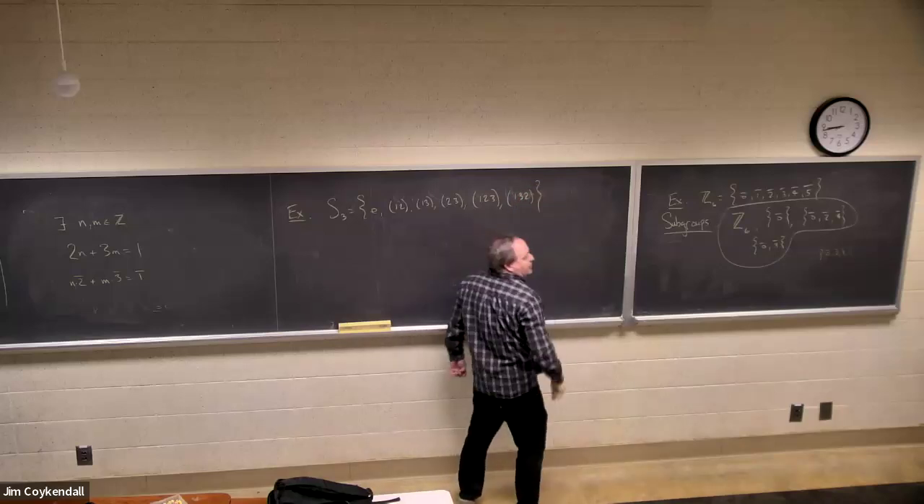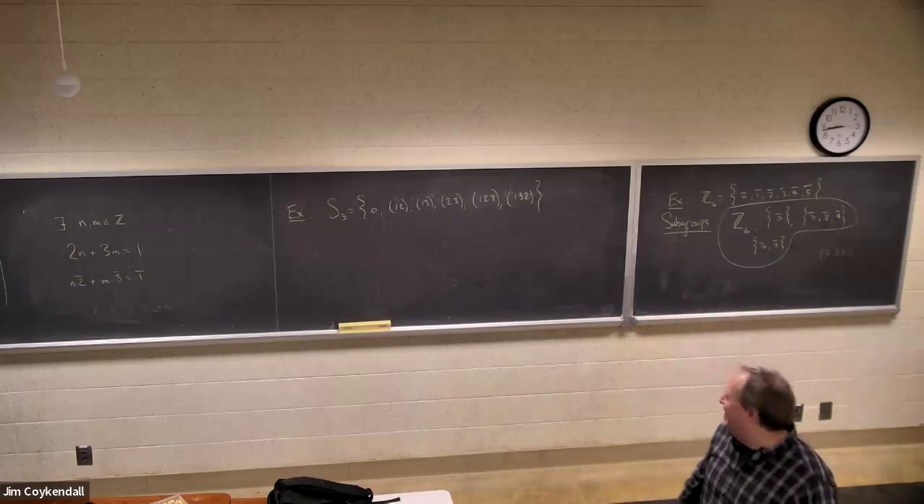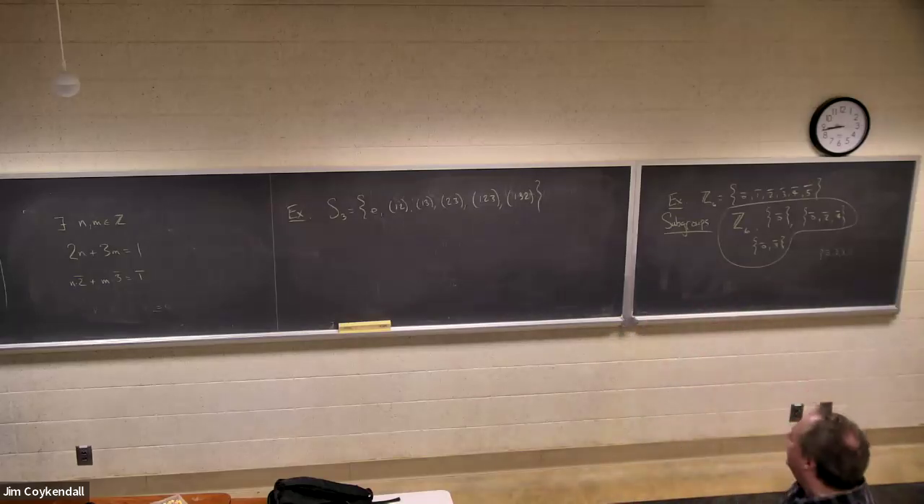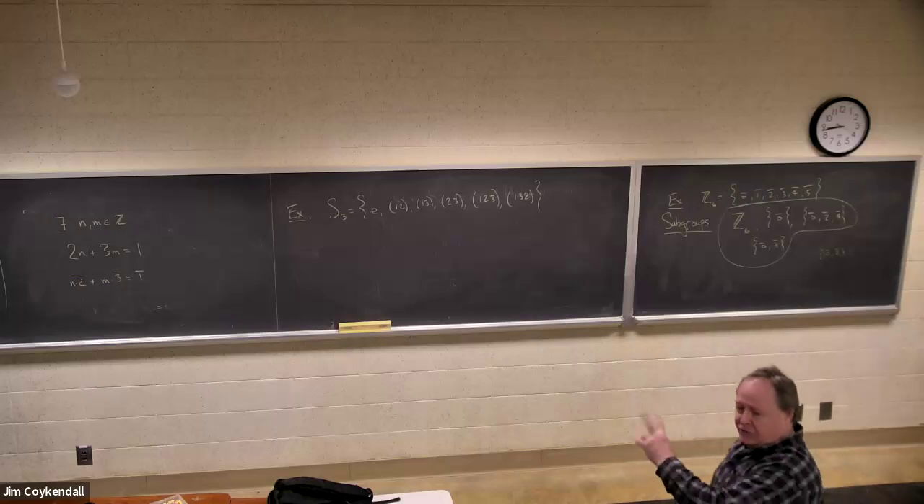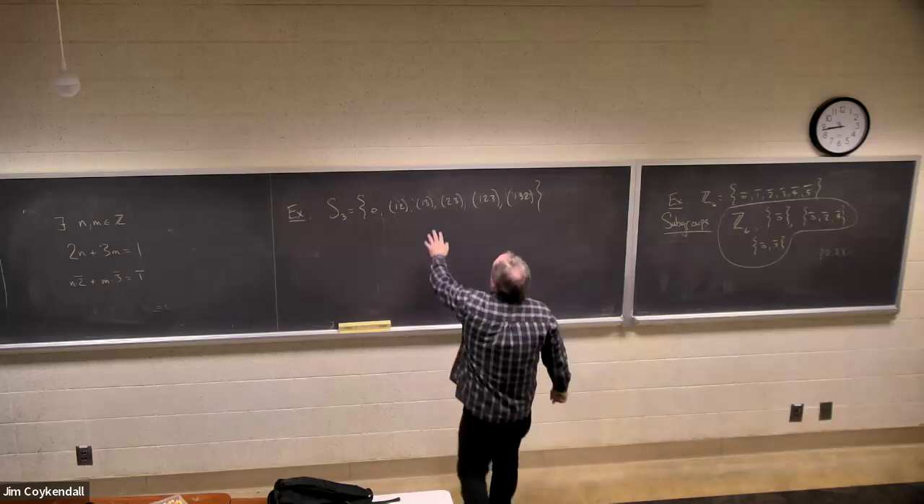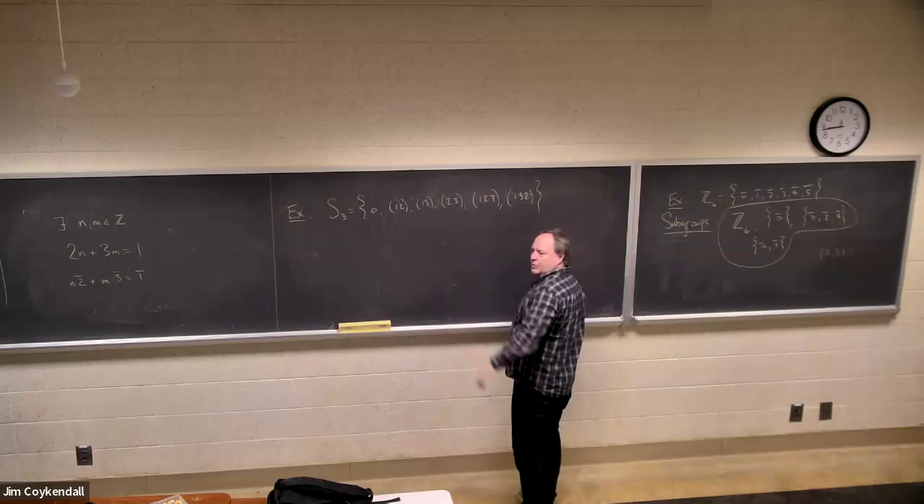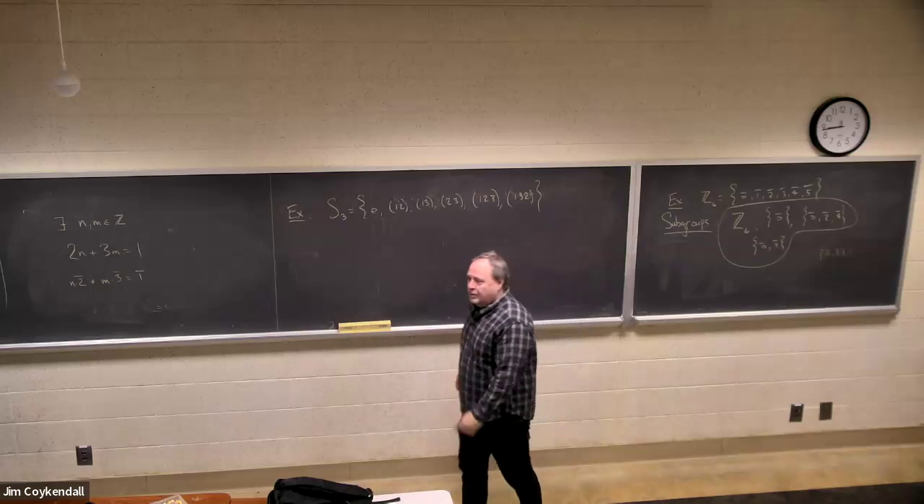You all remember this notation from last time? The first is the identity function that leaves everything alone. The next function swaps 1 and 2 and leaves 3 alone. Another swaps 1 and 3 and leaves 2 alone. This one cycles, takes 1 to 2, 2 to 3, and 3 to 1, and so forth. This one is a little different.